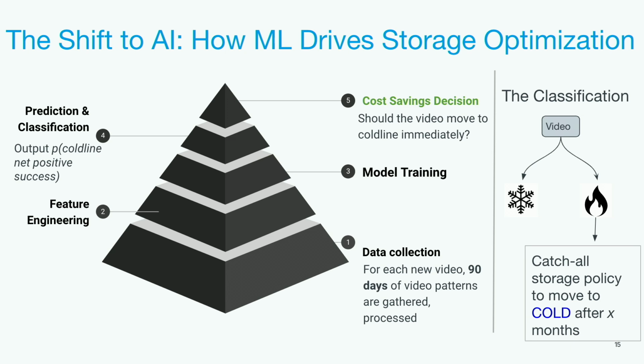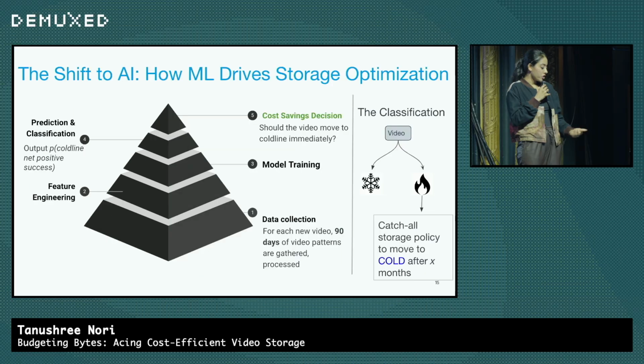In this pyramid that you see here, I've broken down the ML process into a set of steps. At each step, the complexity in data keeps reducing, and I'll start with the first step now. You have data collection at the bottom of the pyramid. It all begins with gathering 90 days of data for each newly uploaded video following upload. At this stage, the data is usually raw, unprocessed, messy, and typically large in volume.